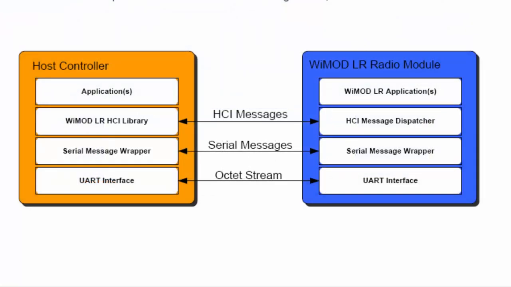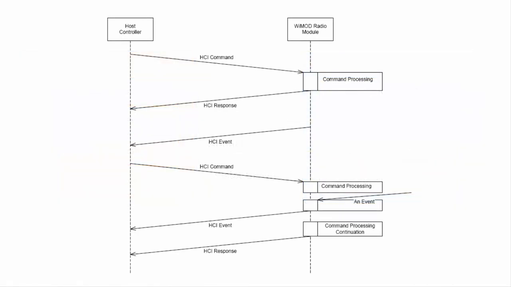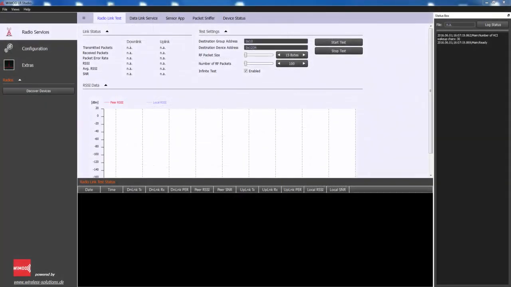The communication between WiMOD LR Studio and the connected WiMOD LR radio modules is implemented by HCI, host controller interface messages, which are exchanged over a serial interface. This means that the module is intended to be used as a radio modem in combination with a host device, e.g. microcontroller. The provided software features are presented on several pages.